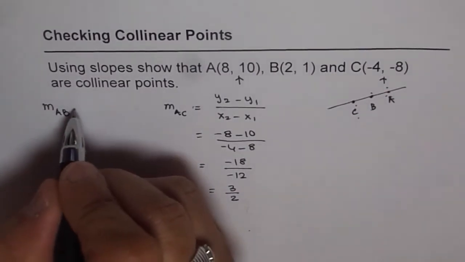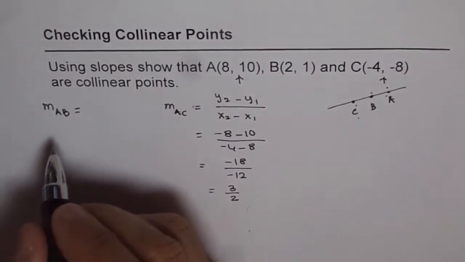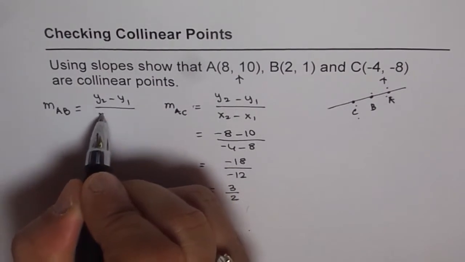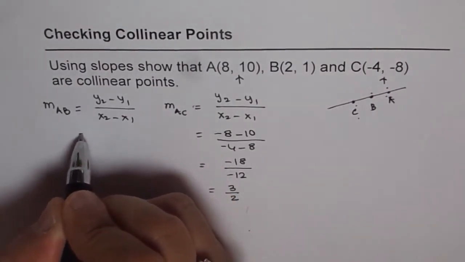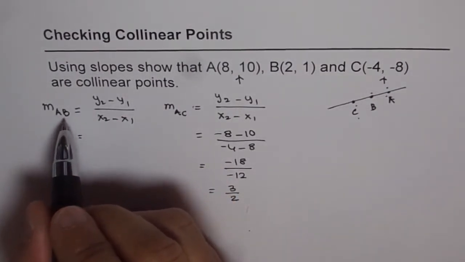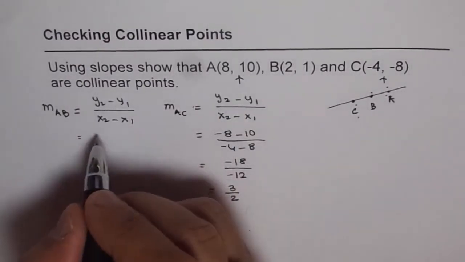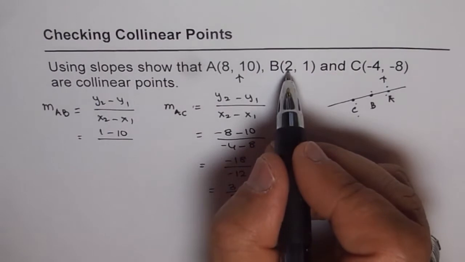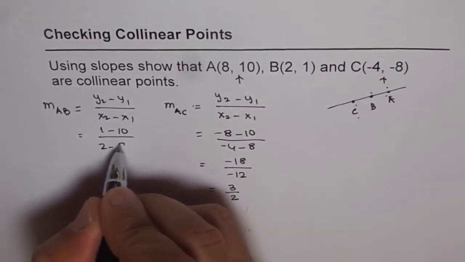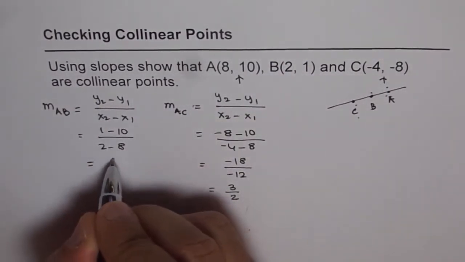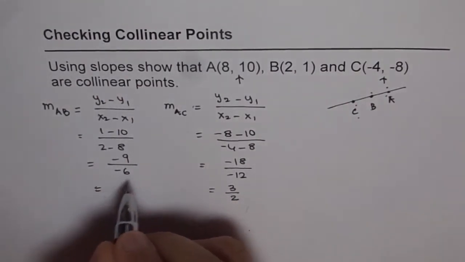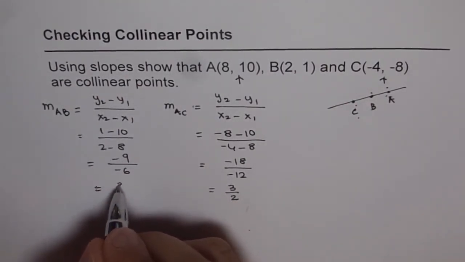Now let's do between A and B. A to B, y2 minus y1 over x2 minus x1. From A to B, B is the second point. So 1 minus 10 divided by 2 minus 8. 1 minus 10 is minus 9 and 2 minus 8 is minus 6. You can divide both by minus 3 and get 3 over 2.